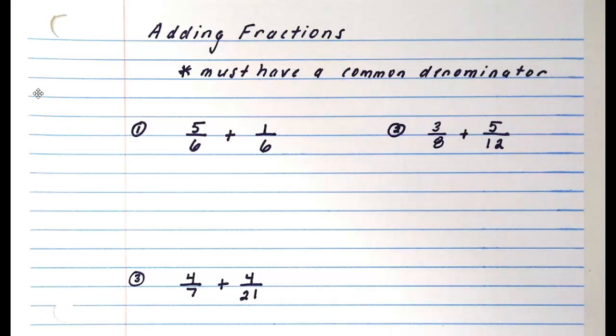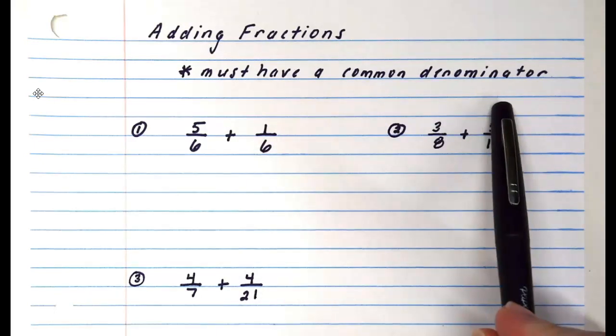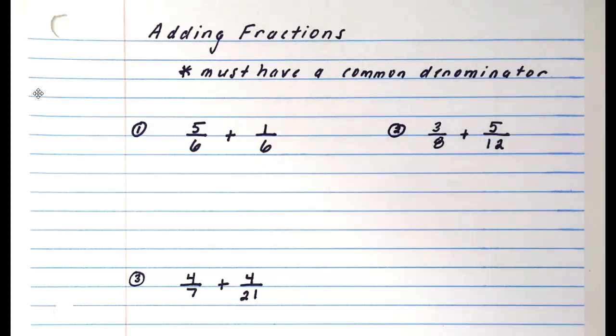So we're going to go through three examples, each slightly different in terms of their denominators. And we want to remember one key point: when we're working with fractions, they always must have a common denominator in order to add. So number one is an example of just that.